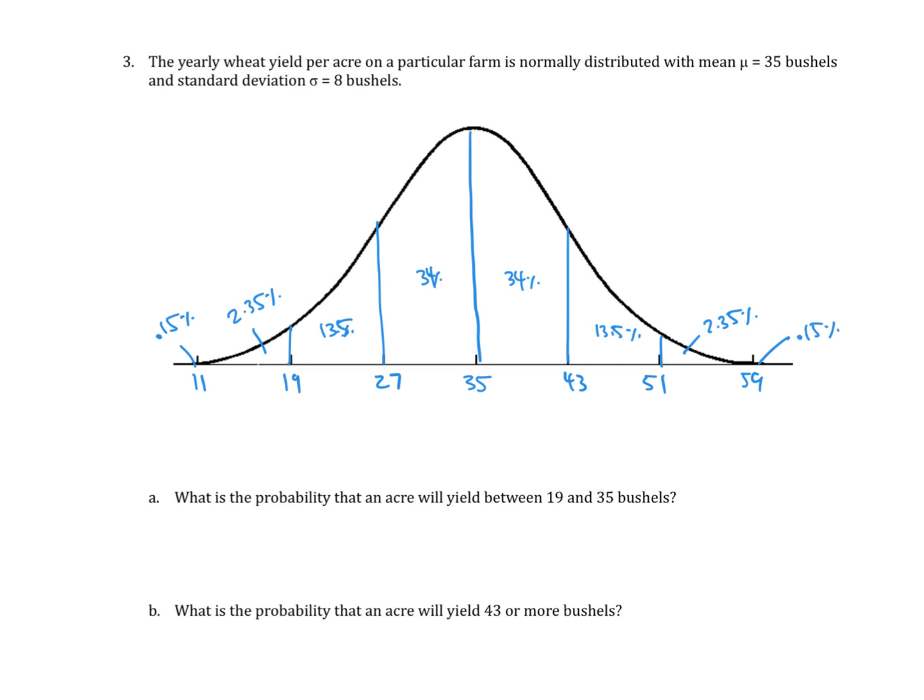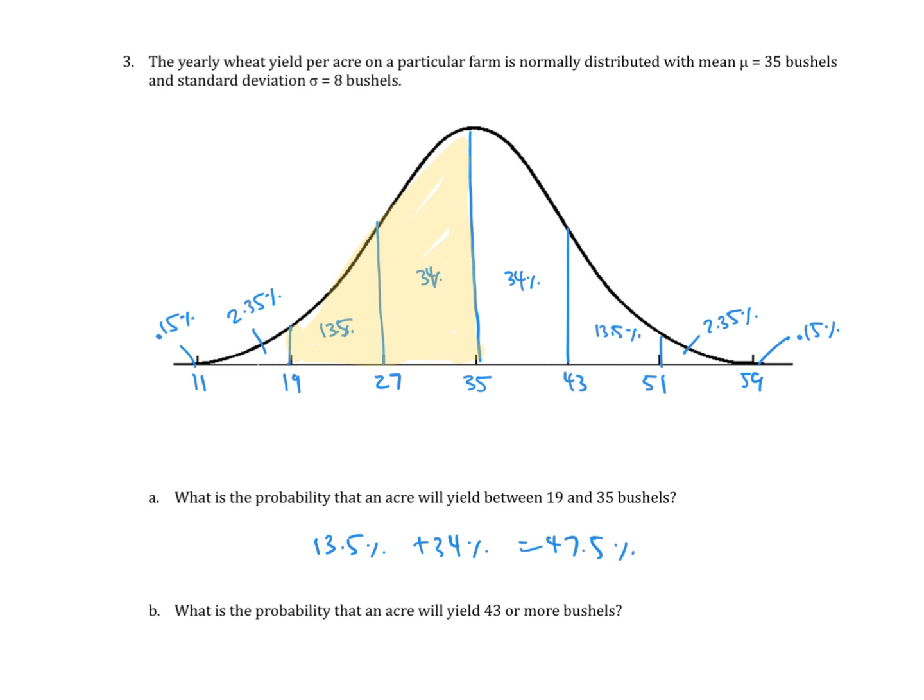What is the probability that an acre will yield between 19 and 35 bushels? 19 to 35 would be this part. So we are going to add 13.5% plus 34%, which gives us 47.5%.